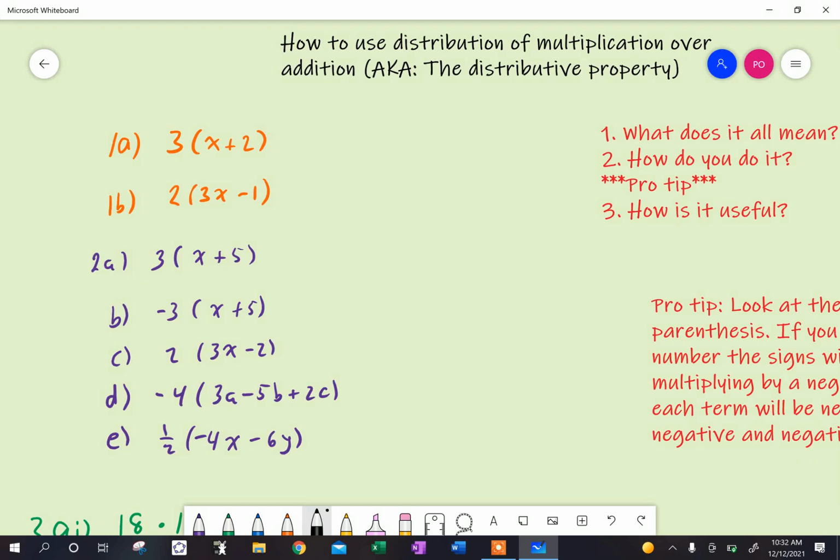Do a video on how to use the distribution of multiplication over addition, also known as the distributive property. And I am going to go fast, so if you need to pause, please do so. But I'm going to do, it looks like 7, 8, 9, I think about 10 examples. And the first two, all I'm going to do is, what does this mean?